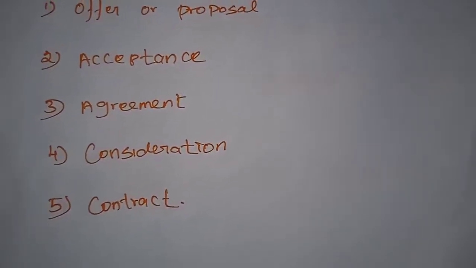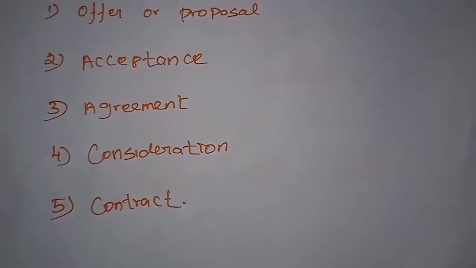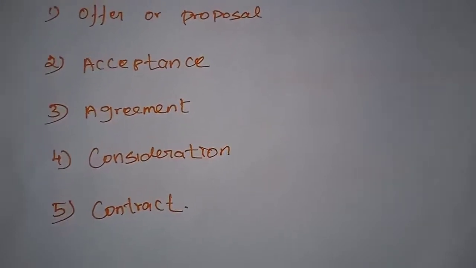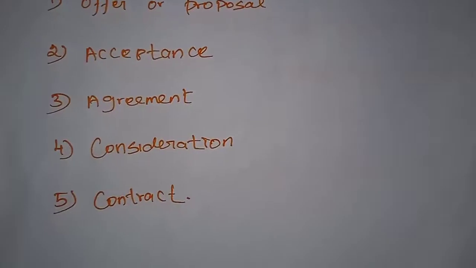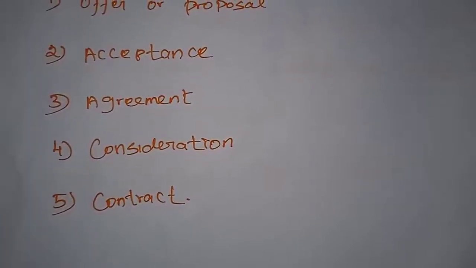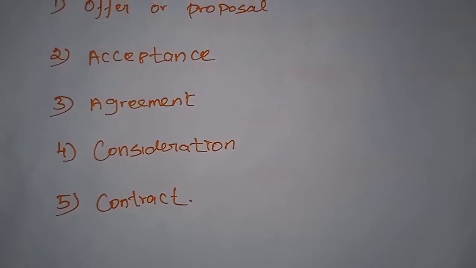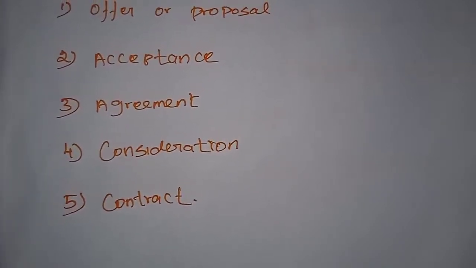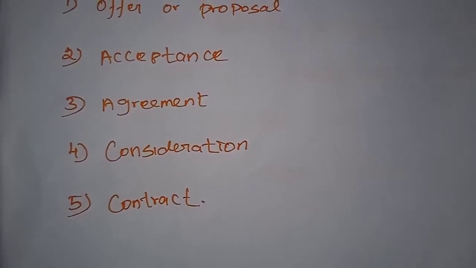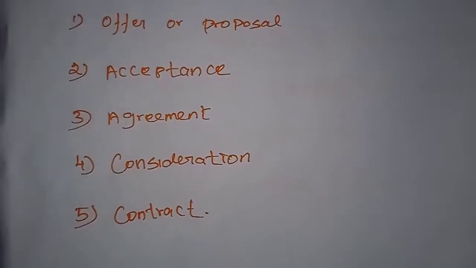Next, agreement. Every promise and set of promises forming consideration for each other is an agreement. In short, agreement is equal to offer plus acceptance, as we have told already. Next, consideration. When at the desire of the promisor, the promisee or any other person has done or abstained from doing something, or does or abstains from doing something, or promises. Next, contract. An agreement enforceable by law is a contract. So after the agreement is made by both A and B, that agreement comes into effect as enforceable by law, which is a contract.